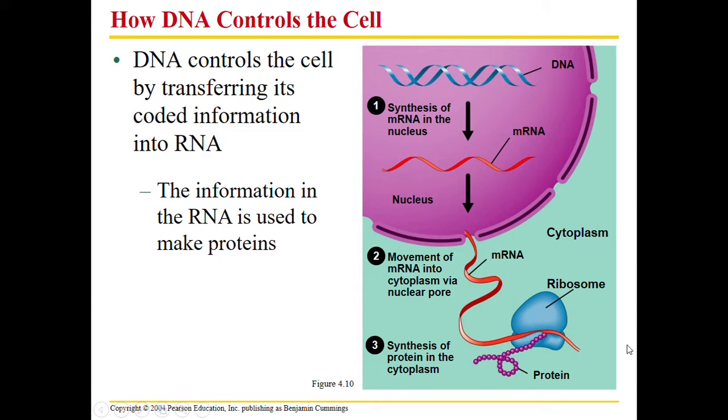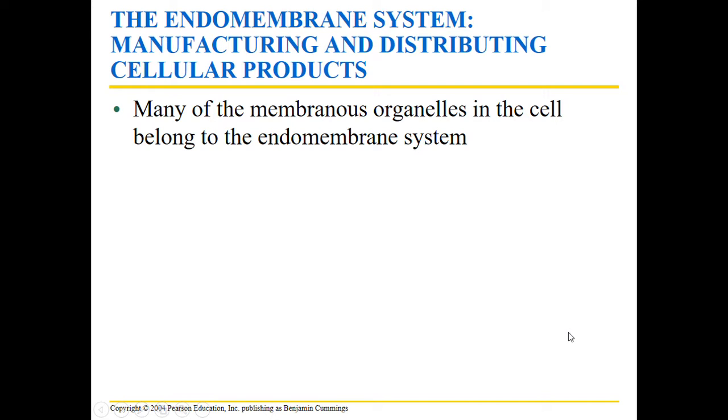So the protein will fold and do its function, and depending on where it's made, it'll either stay in the cell, go to the membrane, or exit the cell completely. Which brings us to the endomembrane system. Several organelles belong to this system, and they're important for making proteins and distributing cell products throughout the cell and outside of the cell.